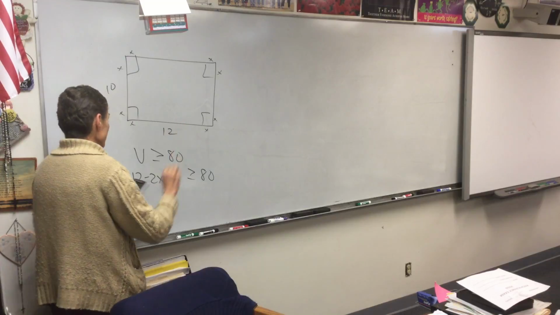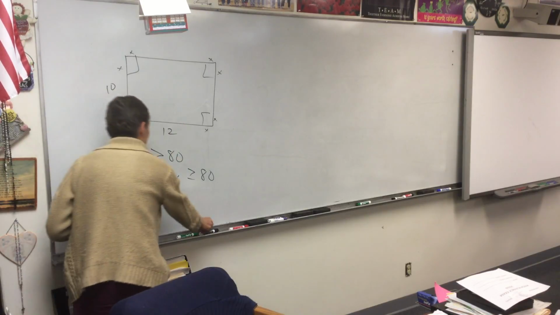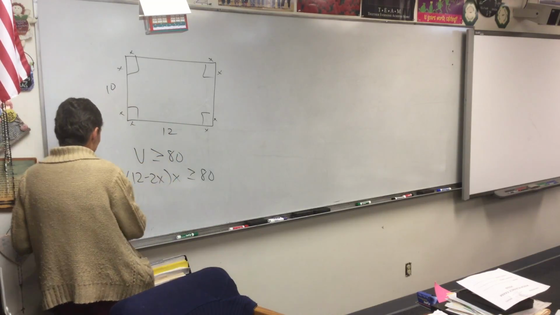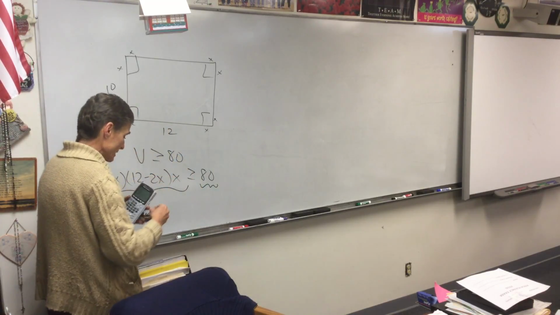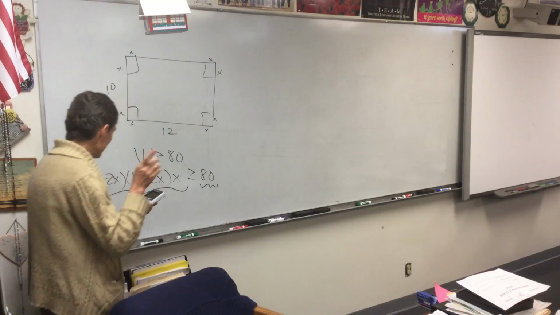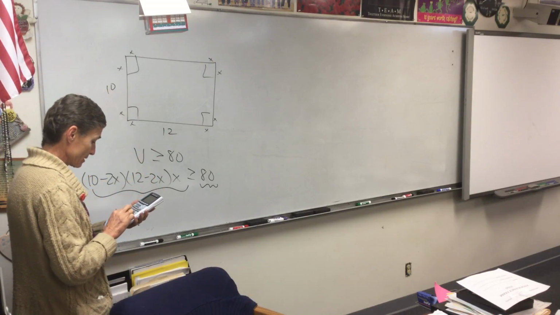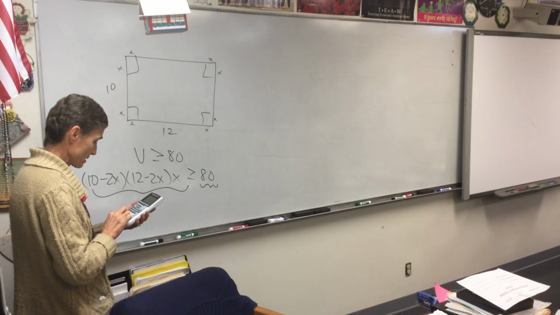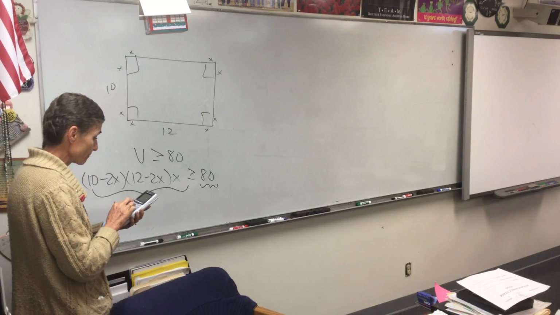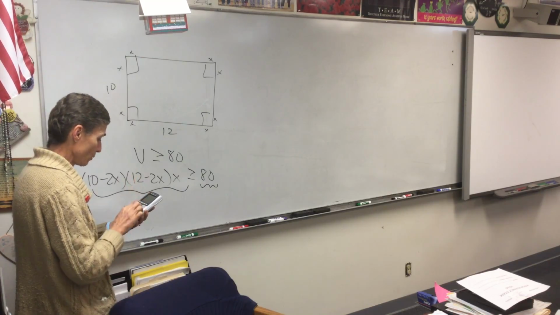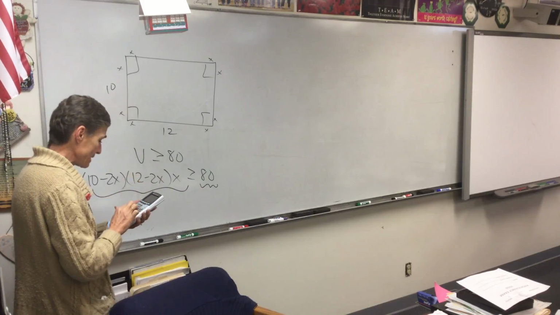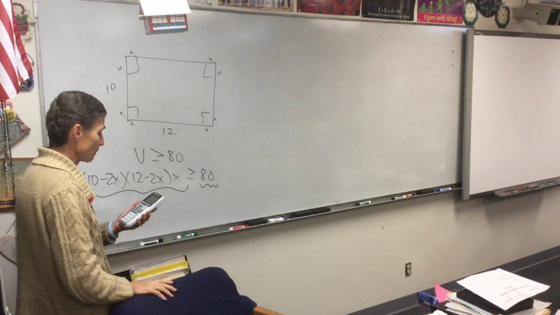Now, I'm going to actually type in 2 equations. I'm going to type in this side right here like I have before, and then a separate equation that's 80. So 10 minus 2x, 12 minus 2x, and x is one equation, and then 80 is the other equation, just 80. I'm going to press graph.